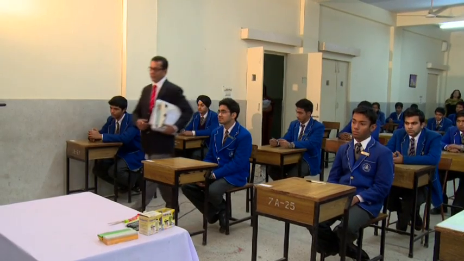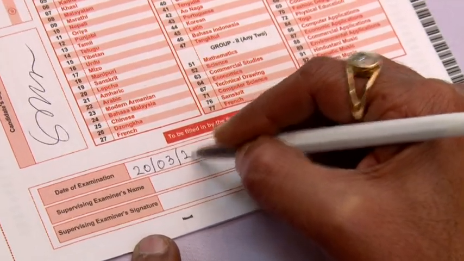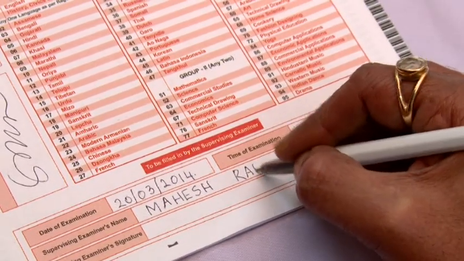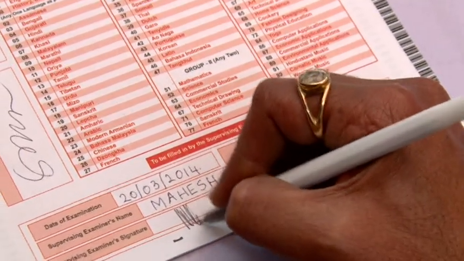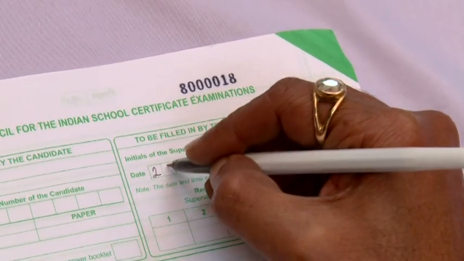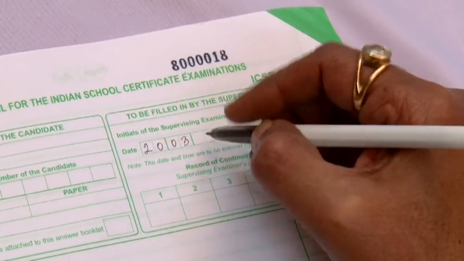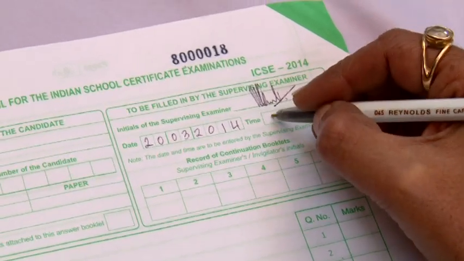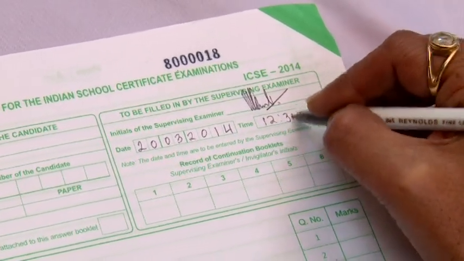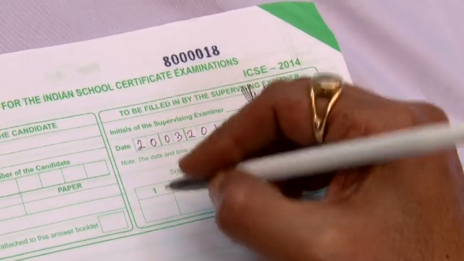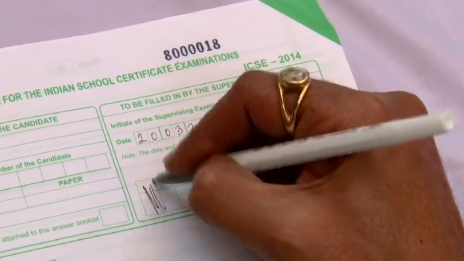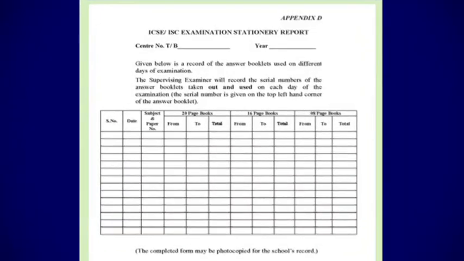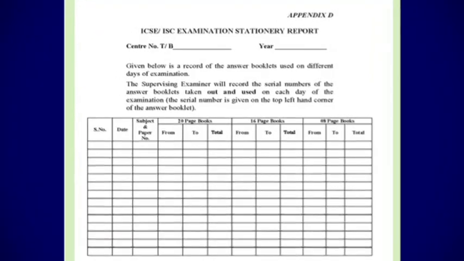The supervising examiner must put the date, time, and his or her signature on every answer booklet, on the top OMR sheet and on the first inner page of the answer booklet used by the candidates during the examination each day prior to the commencement of the examination, and on the continuation booklets during the examination. The serial number of the answer booklets taken out and used on each day of the examination must be recorded in the format given in the Forms and Circulars booklet, Examination Stationery Report.